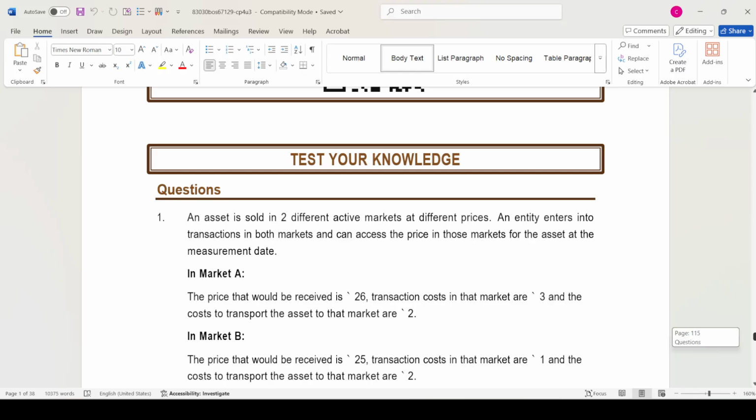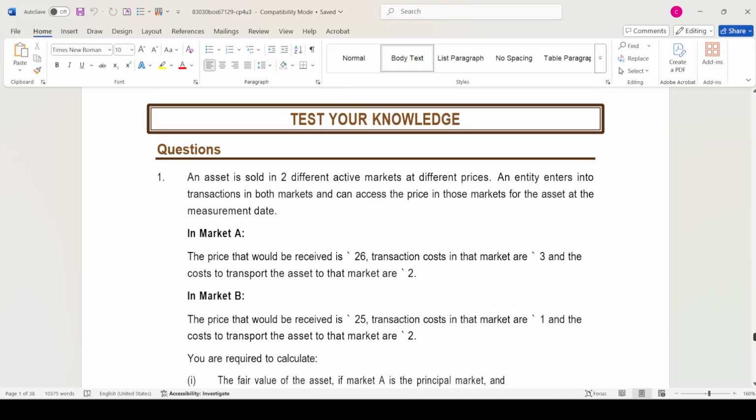What does it ask us to calculate? The fair value. We have to calculate the fair value of the asset if market A is the principal market. It has given us that A is the principal market.